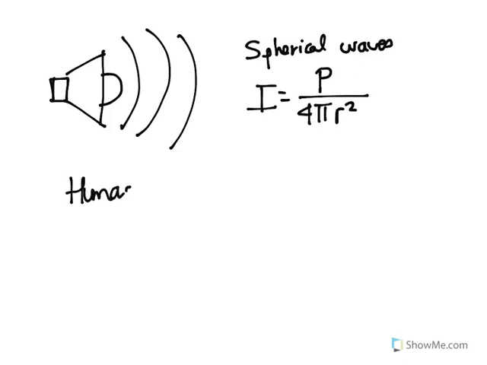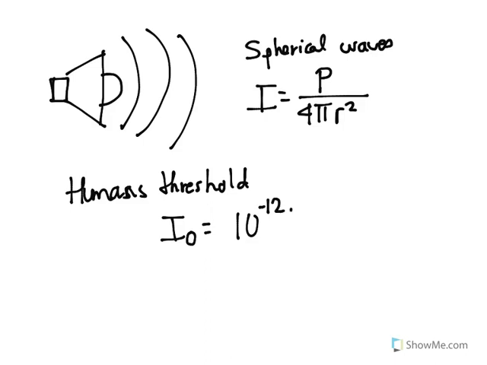Humans have a hearing threshold. This means they cannot hear intensities which are lower than 10 to the minus 12 watts per meter squared.